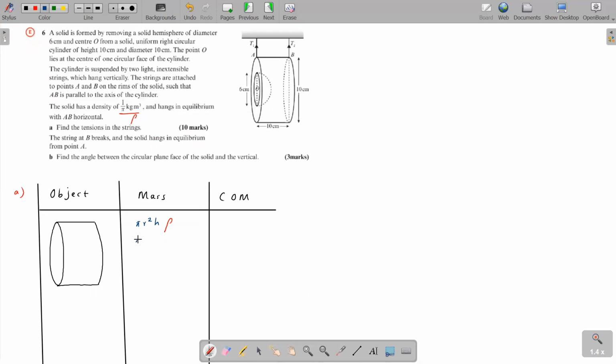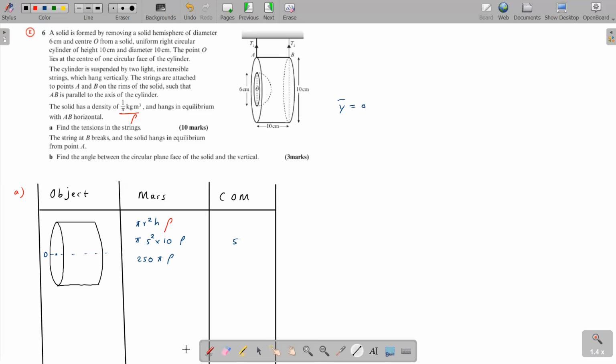So I get here pi radius square. The radius is 5 centimeters, right? And the height is 10 centimeters. So into rho, we get here 250 pi rho, right, guys? And then the center of mass, considering from point O, you can see it's symmetric. So we only need to consider the x distance. Y bar will be 0, because we have an axis of symmetry. So the x distance is going to be 5 centimeters. Do you agree, guys?